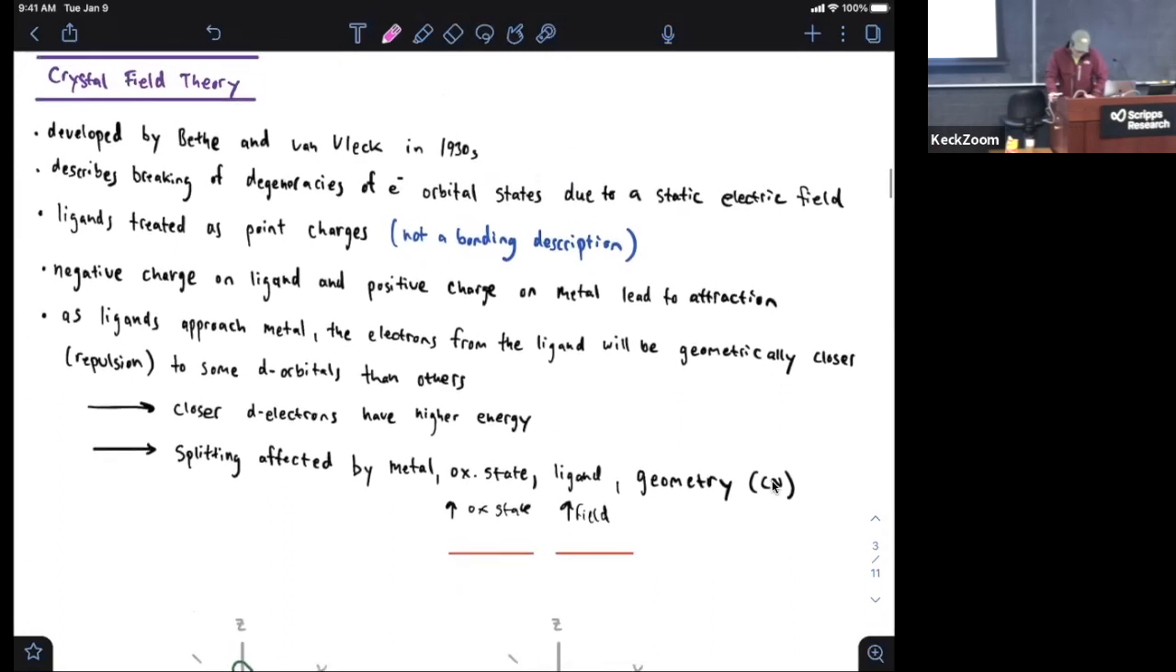And the crux of crystal field theory is that it describes the breaking of electronic orbital state degeneracies through application of a static electric field. So what this does, in essence, is it takes the ligands that are coordinated around the metal, so let's say octahedral, and considers all of them as point charges. And as you move these point charges from infinity towards the metal, some of the orbitals, depending on their shape and orientation, become higher in energy and some become lower in energy.